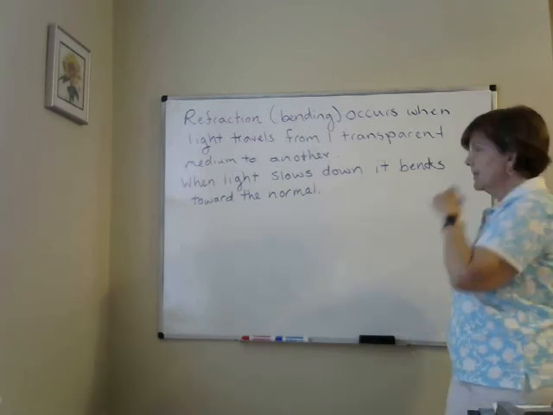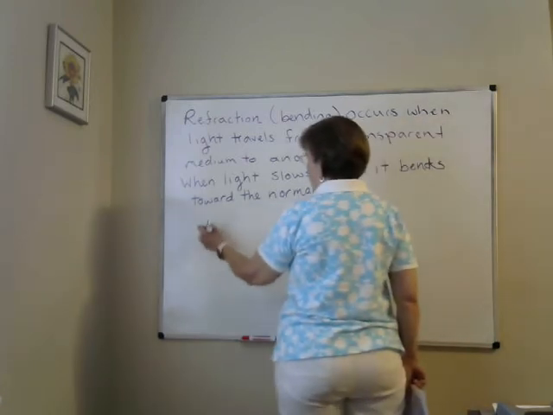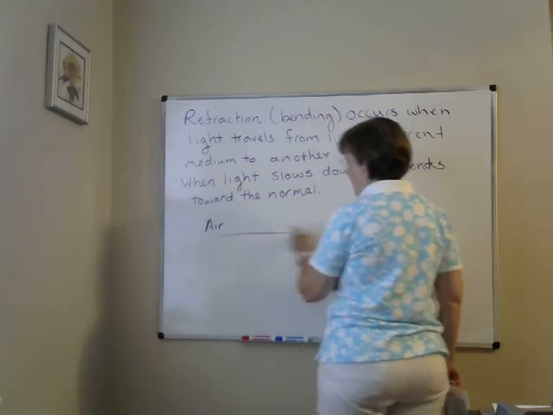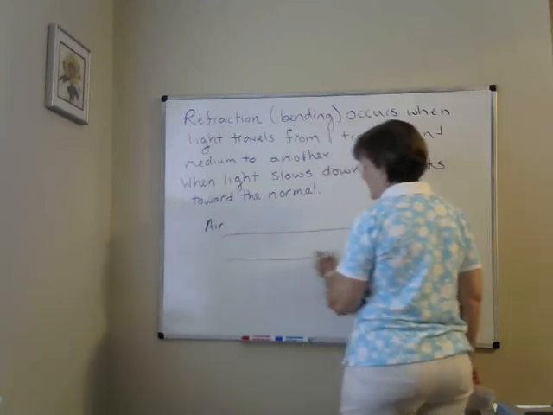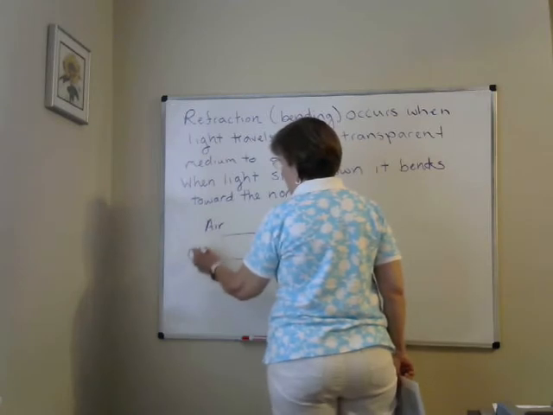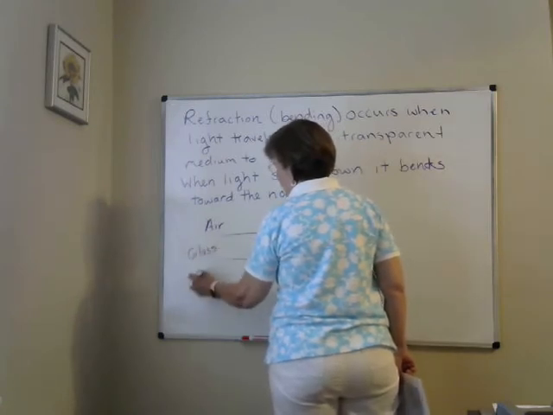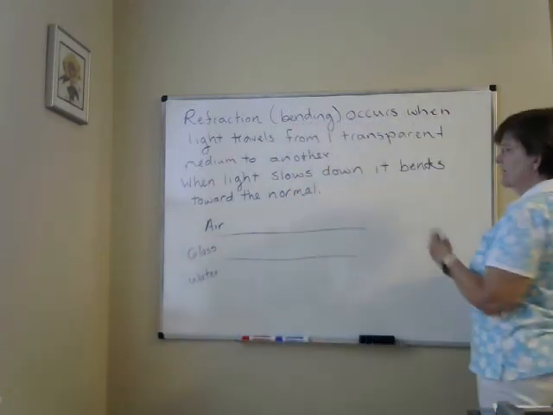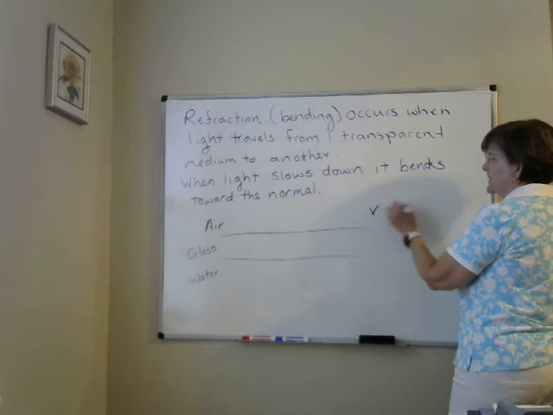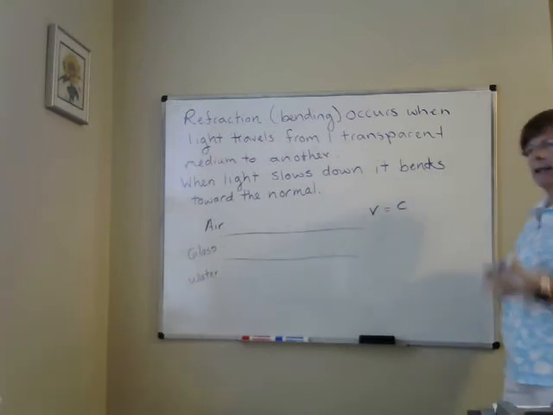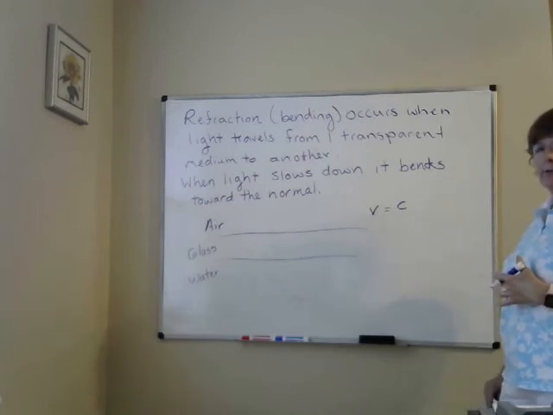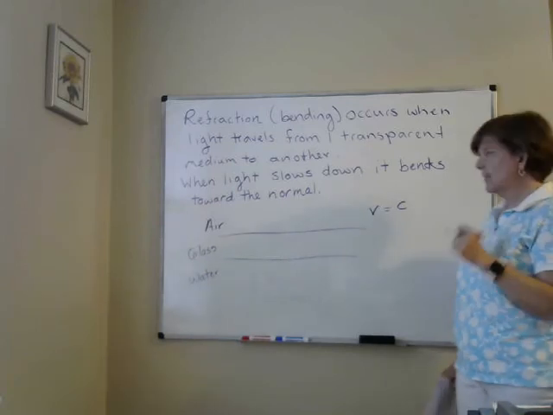So let's have air. It travels very fast in air. And then we'll have glass. And then we'll have water. Well, let's think about how fast light travels. In air, it travels at about c. That's 3 times 10 to the 8th meters per second. It's not noticeably slower than light in a vacuum. It is slower, but it's a very small amount slower.